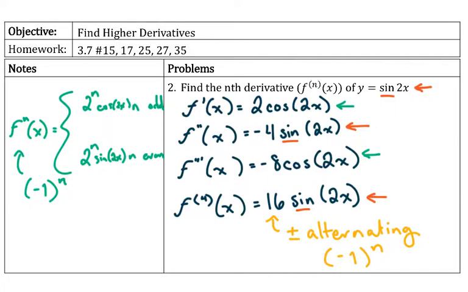I know this is a little bit messy because there's not a ton of space, but there is a longer explanation in the PDF if you want to look at that. So these are our nth derivatives using our different tools.